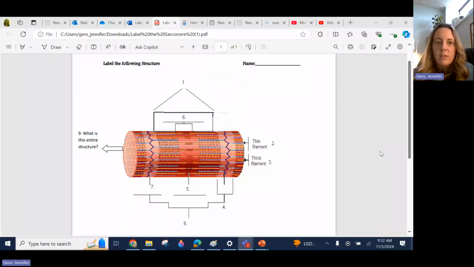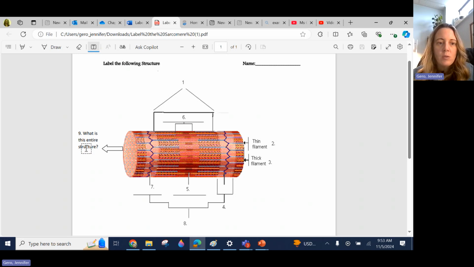We are going to look at the sarcomere and how to label it. All right. So what are we looking at right now? We are looking at a myofibril.